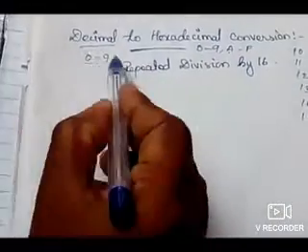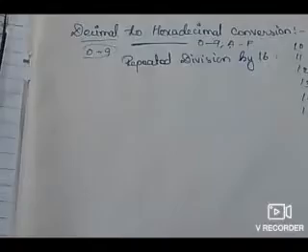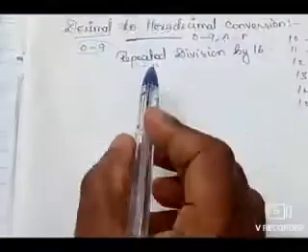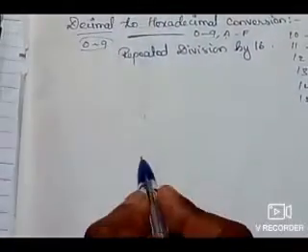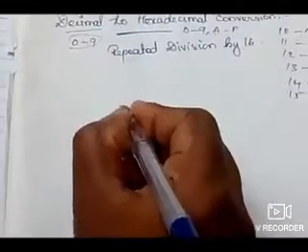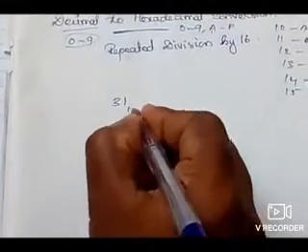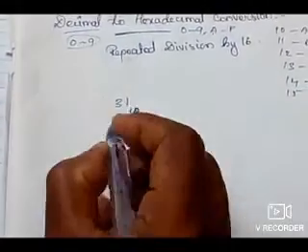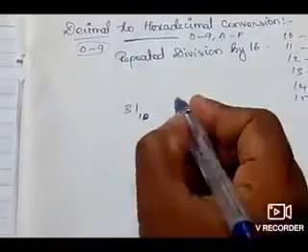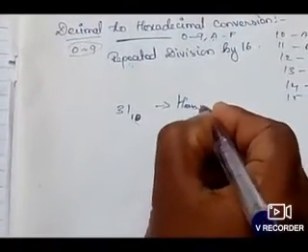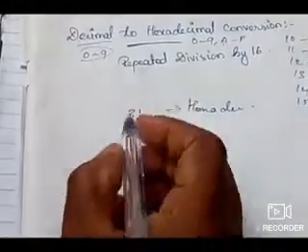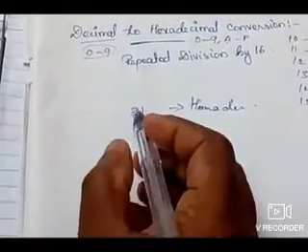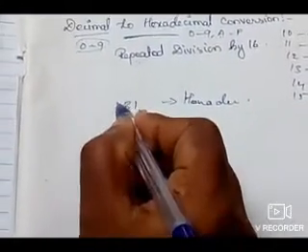We want to convert a decimal number to the hexadecimal number system. We are using the same method, repetitive division by 16. I am taking the number 31. I want to convert this decimal number into a hexadecimal number.